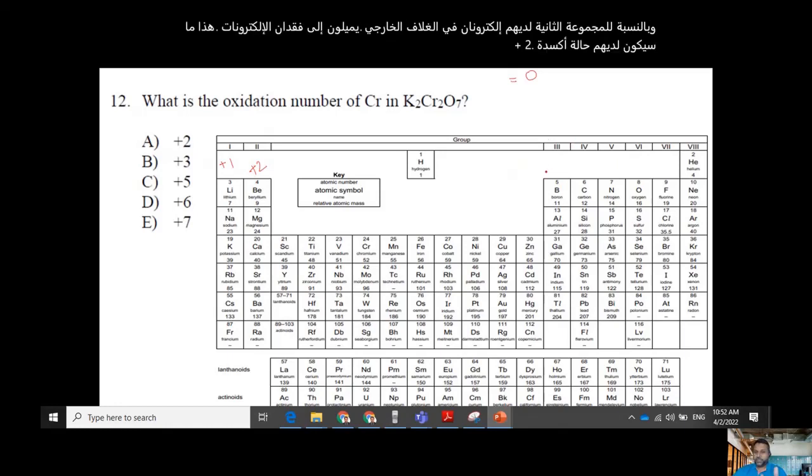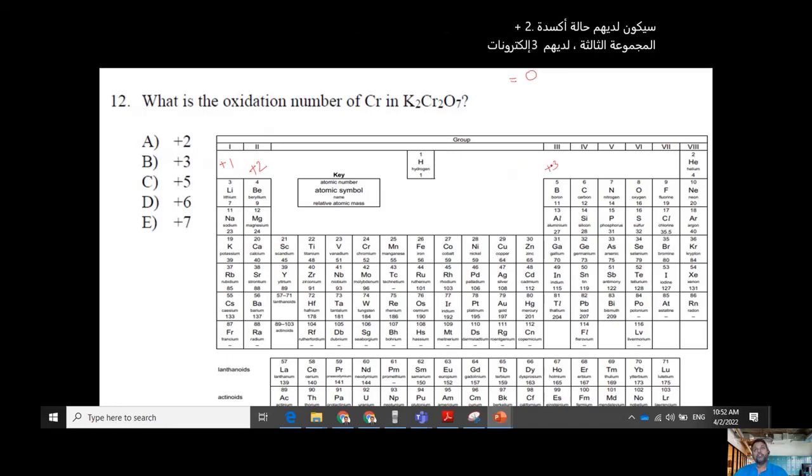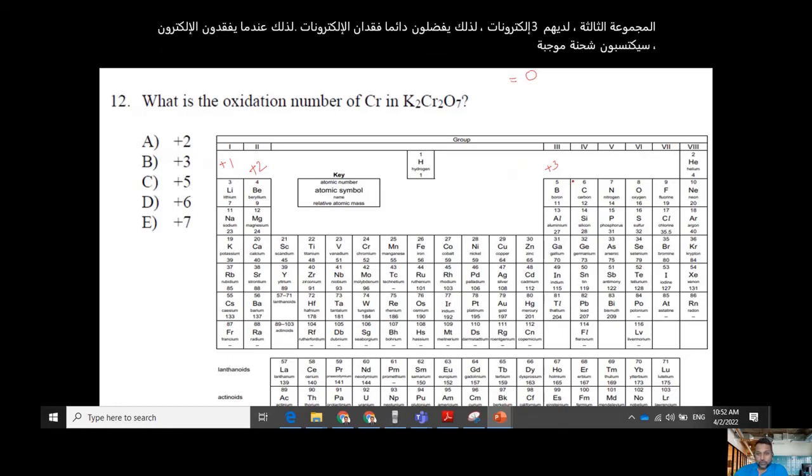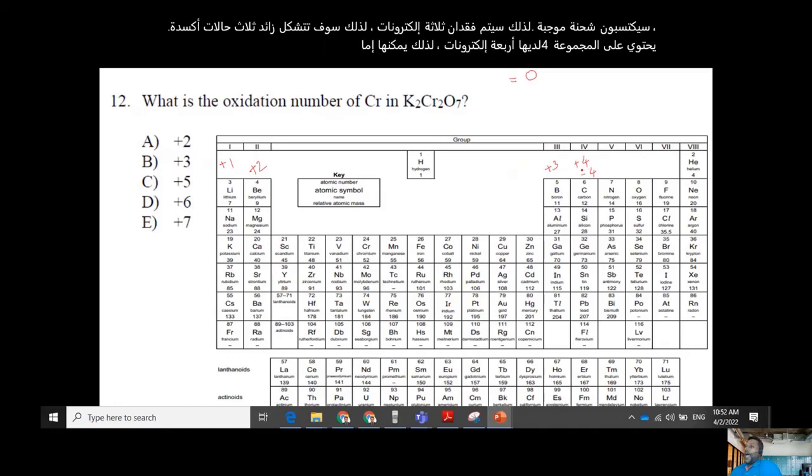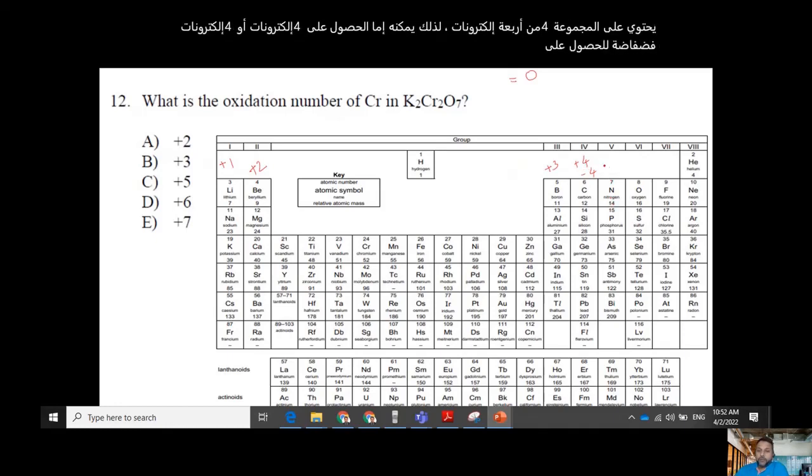Group 3, they have 3 electrons, so they always prefer to lose the electrons. When they lose electrons, they gain a positive charge. So 3 electrons would be lost, and it would form a +3 oxidation state. Group 4 has 4 electrons, so it can either gain 4 electrons or lose 4 electrons to have an octet, 8 electrons in the outer shell. For the fifth group, the usual oxidation state is -3.